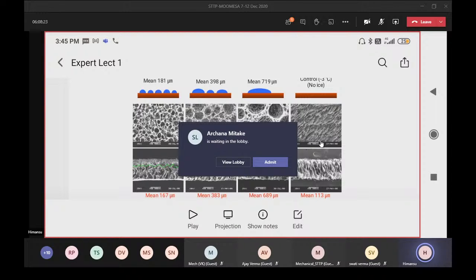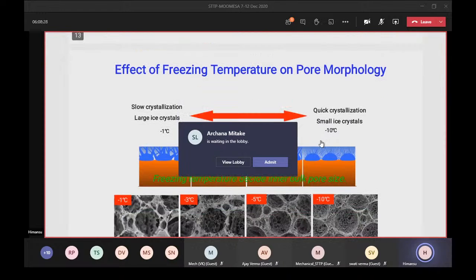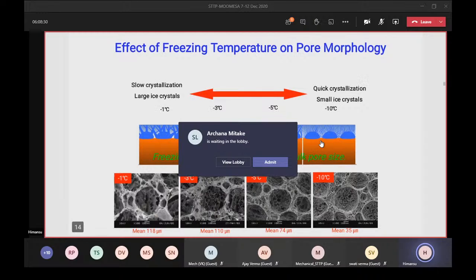Another thing we have also investigated, because this optimization is very important, is the effect of the freezing temperature on pore morphology. In that case, we kept the freezing temperature constant at -3 degrees centigrade. Now we varied it, from -3 going down to -5, and then from -3 going up to -1, and we see what happens.